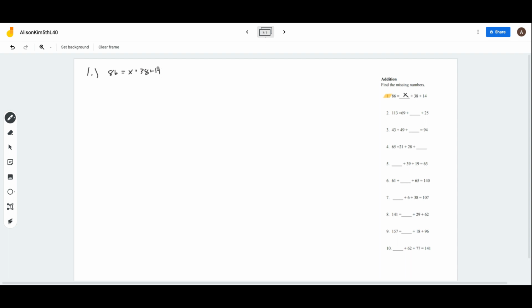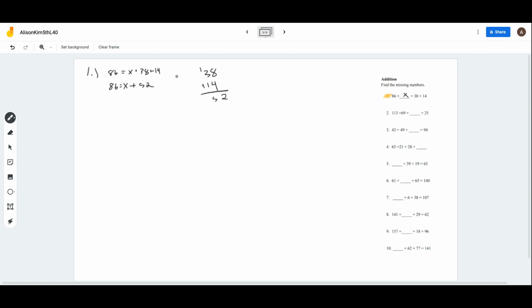So on the right side, we're just going to add like terms. So we bring down the 86. And on the right side, x doesn't have any other like terms, so we're just going to bring it down. However, 38 and 14 are like terms because they're both constants. So we're going to add 38 and 14. We get 12, bring up the 1, 5. So it's going to be x plus 52.